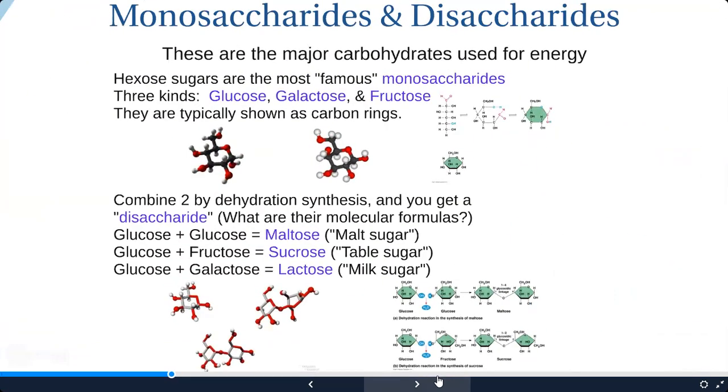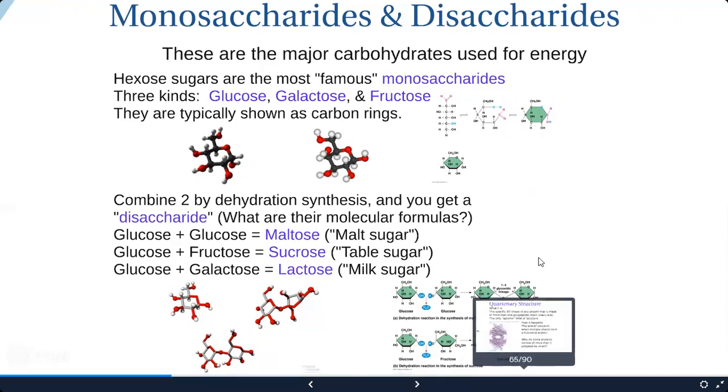So the monosaccharides, and also you can have a disaccharide when you have two monosaccharides that bond together covalently. These are basically what living organisms use to extract chemical energy. We use the hexose sugars, so they have 6 carbons, and you do need to know these 3 monosaccharides by name, and you need to know about them. And you also need to know these 3 disaccharides by name and about them. So glucose, galactose, and fructose.